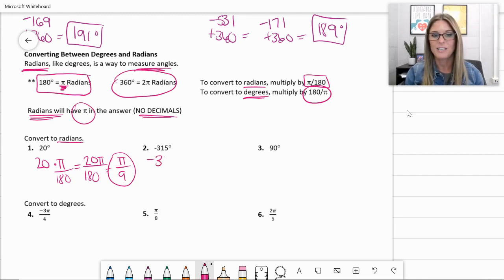Number 2, negative 315 degrees, we're going to change to radians, pi over 180. I'm changing it to radians. My answer has to have pi in it. So leave the pi on the top. You'll get negative 315 pi over 180.